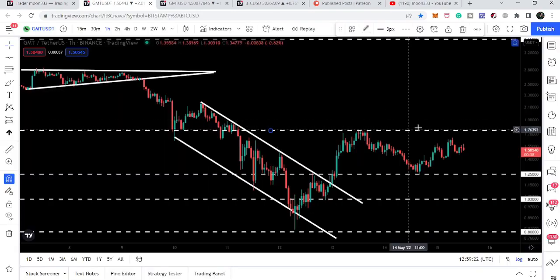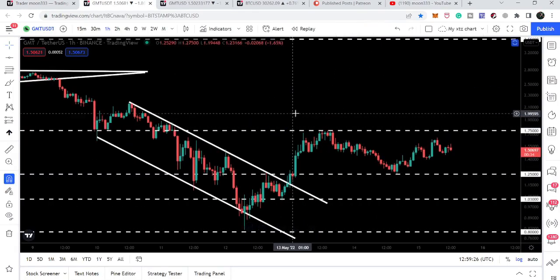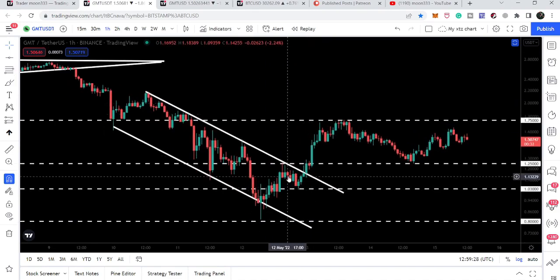In today's video, we will take a look at this breakout from this down channel. As I told you in my previous video that GMT can break out the resistance of the channel, and right now you can see that it has already broken out.